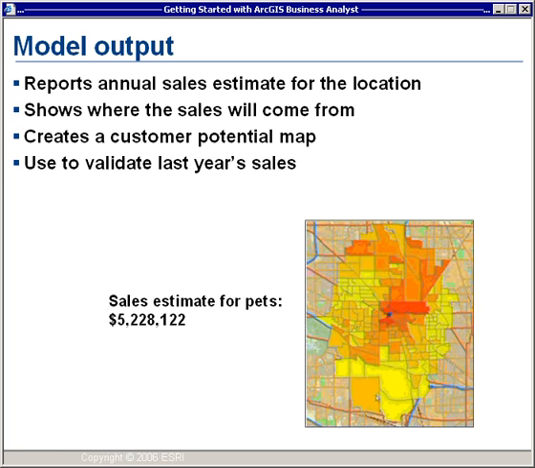The output from the model shows a sales estimate, how much could you expect, and it gives you a map display showing where those sales should come from. The red areas over here on the right side in the center, probably more of the sales are going to come from there than the yellow areas.